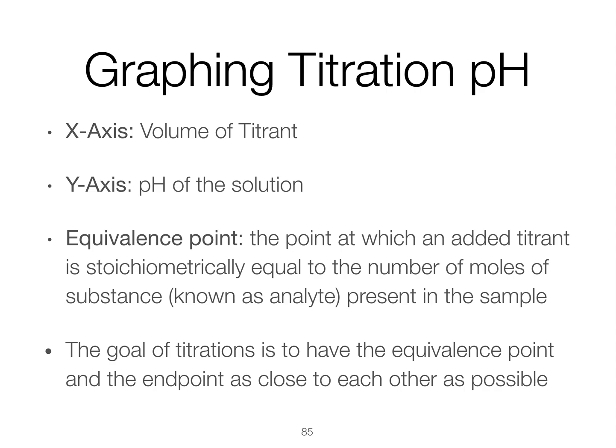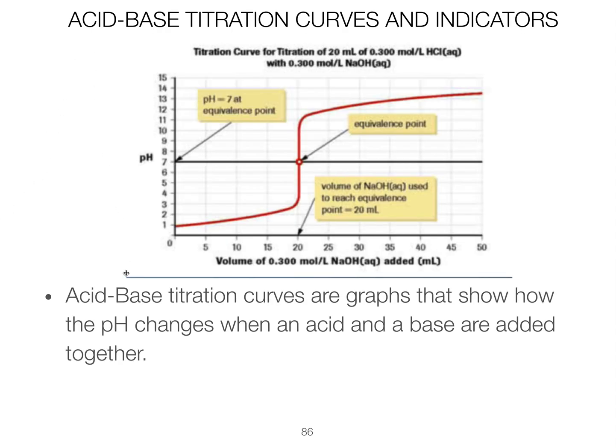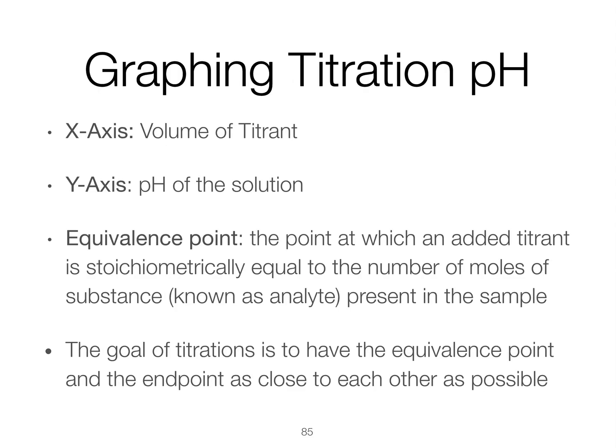On a pH curve, we have pH along the y-axis, we have the volume of the titrant added along the x-axis. And what this graph is showing is how much the pH is changing as we add more and more of the titrant.